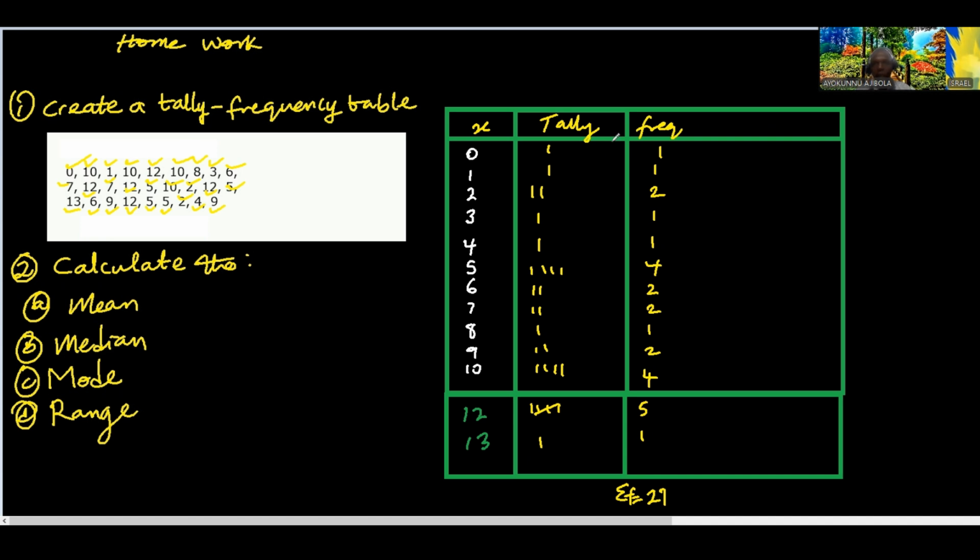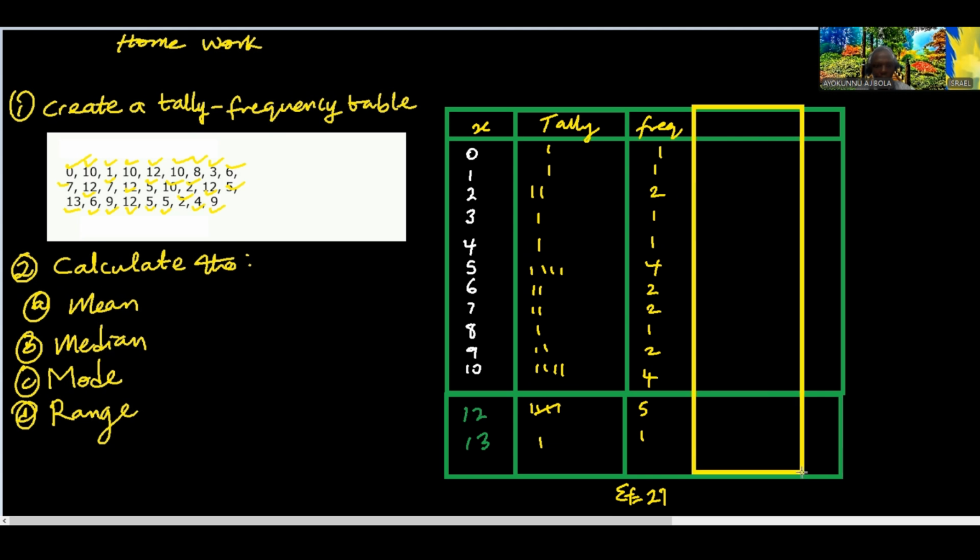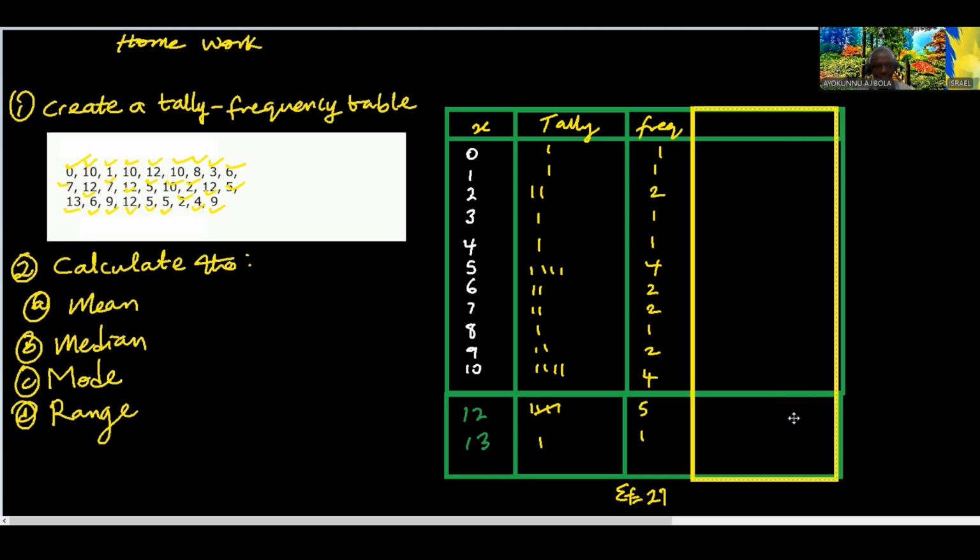Okay, now we move on to the next job. We have done the frequency distribution table. The next thing is to find the fx, which is used to get a mean. To get a mean, we want to add up everything, but instead of adding up everything, we just multiply the x and the f. So fx. 0 times 1 is 0. 1 times 1 is 1. 2 times 2 is 4.